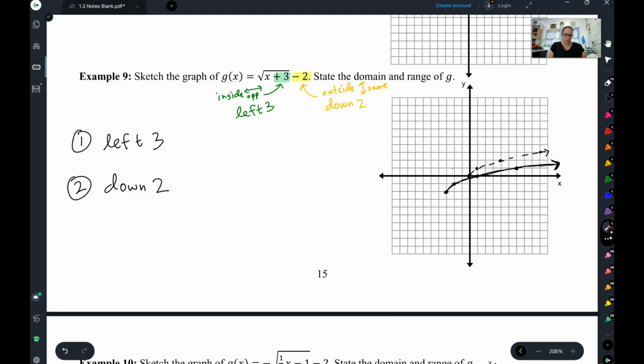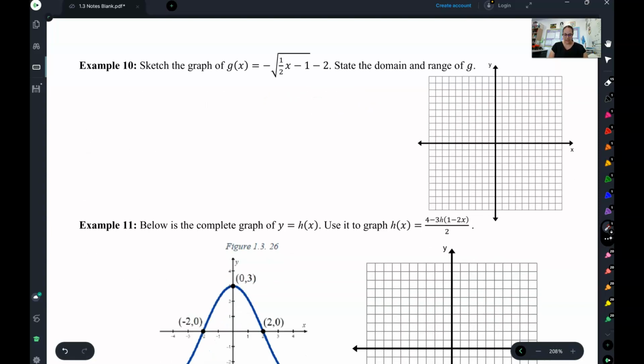So I take these points, move left 3 down 2, left 3 down 2, left 3 down 2, left 3 down 2, and that gives me my new graph. So there we go.